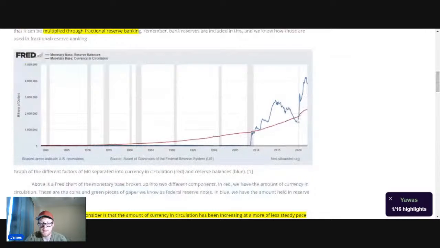But yeah, anyways, what got me thinking was that the argument in 2019 was that the repo spike happened because there was no longer an ample amount of reserves. Well, we also happen to see that this was the exact time that the reserve balances in the system dropped below the amount of currency in circulation for the first time since 2008, 2009-ish here.